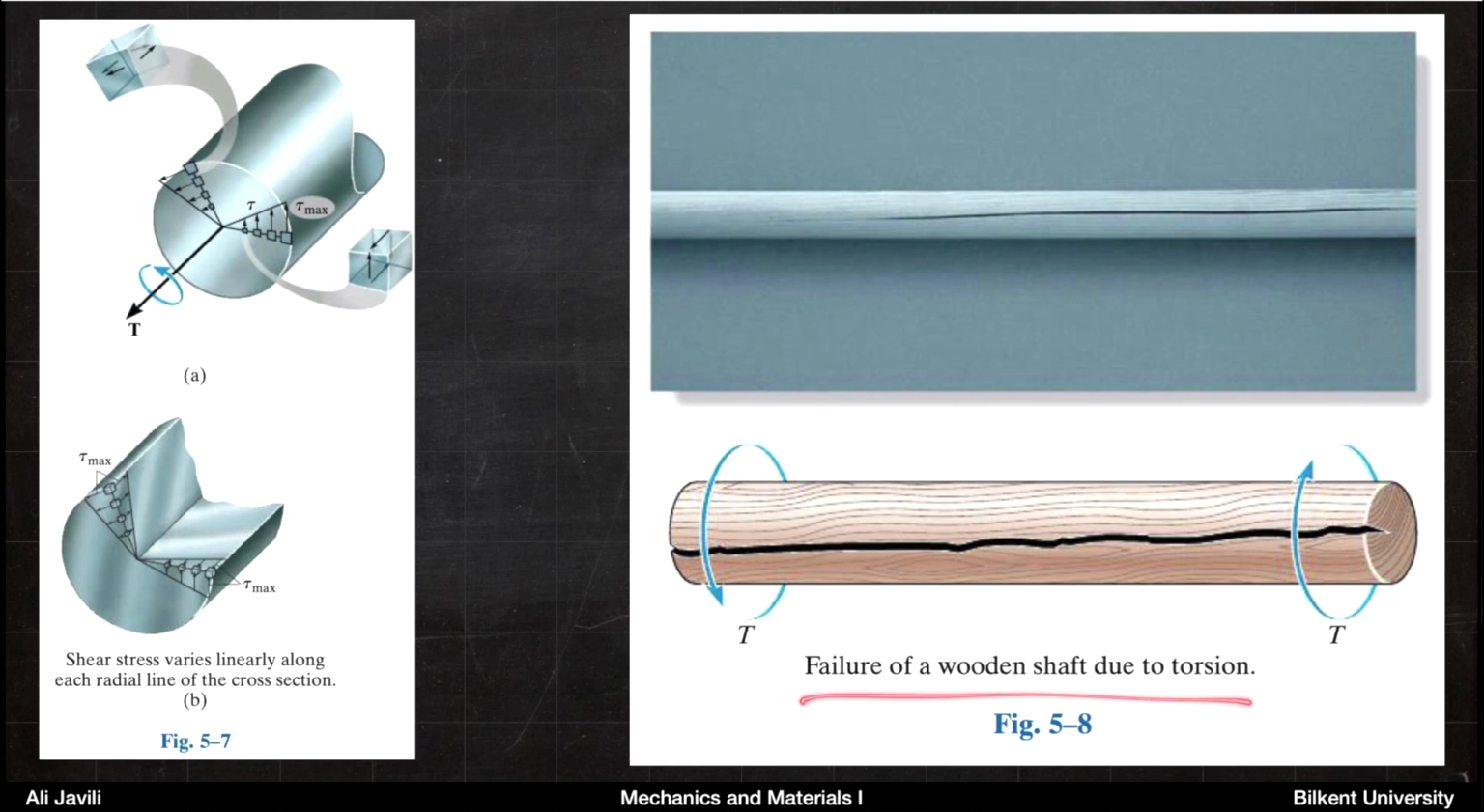So this is a failure of a wooden shaft due to torsion as shown in the picture. And this is exactly related to the discussion that we had here. You apply a torque, so obviously those cross sections themselves have shear stress distribution, but you also get shear stress distribution in the other direction, and those shear stresses could also lead to failure. So this is an indication that those shear stresses actually exist.